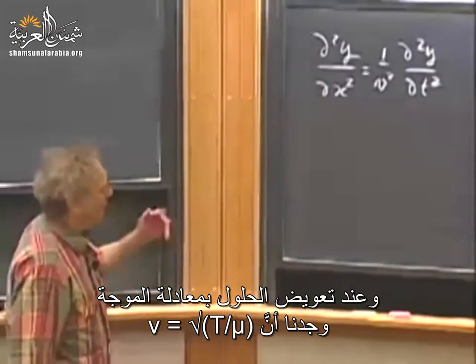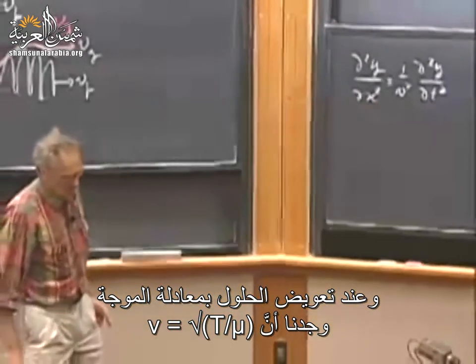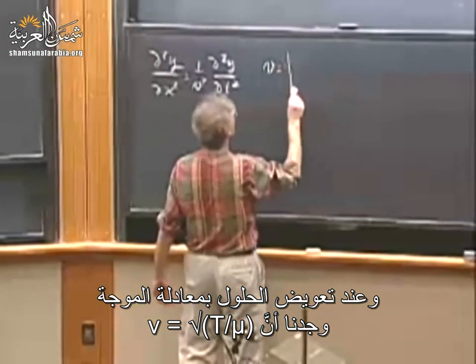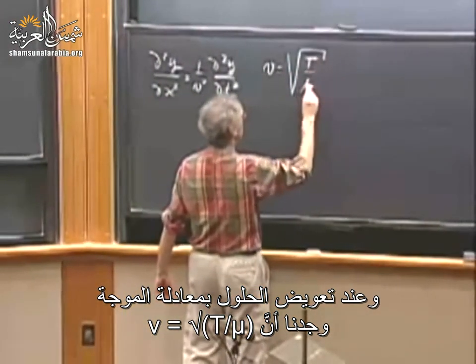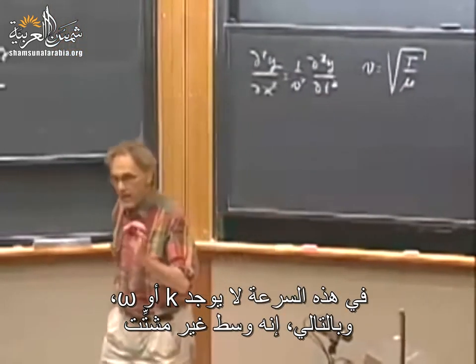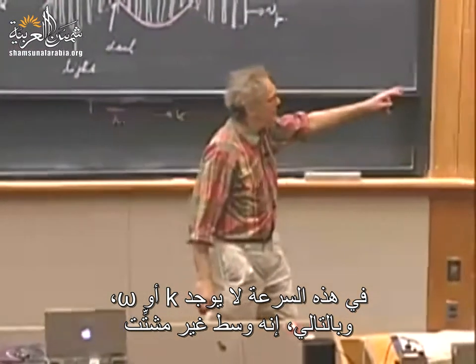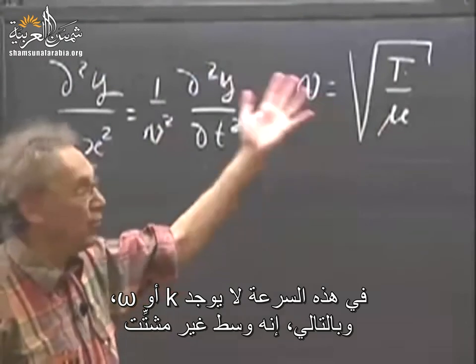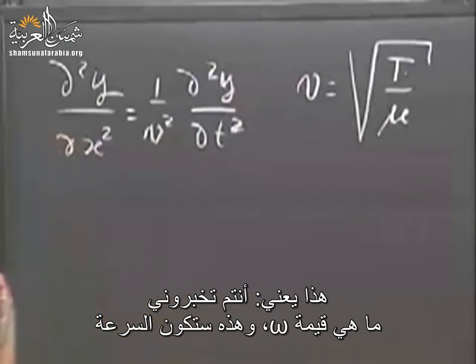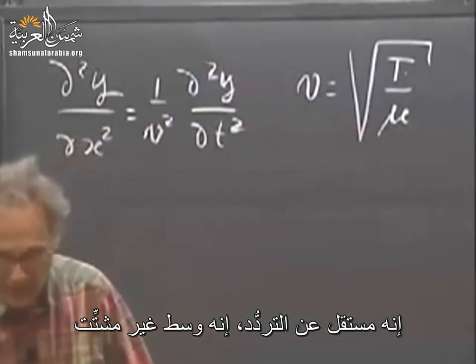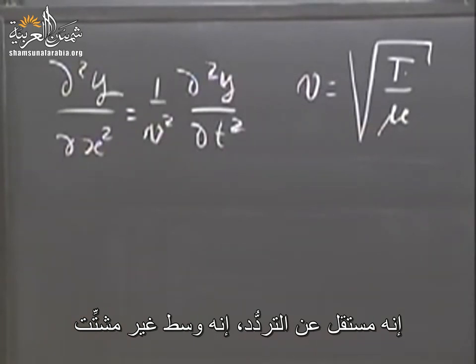And we found, by substituting the solution into the wave equation, that the speed of propagation was the square root of T divided by mu, T being the tension, mu the mass per unit length. In this speed there is no k, there is no omega, so it's a non-dispersive medium. You tell me what omega is, that's going to be the speed. It's independent of frequency.